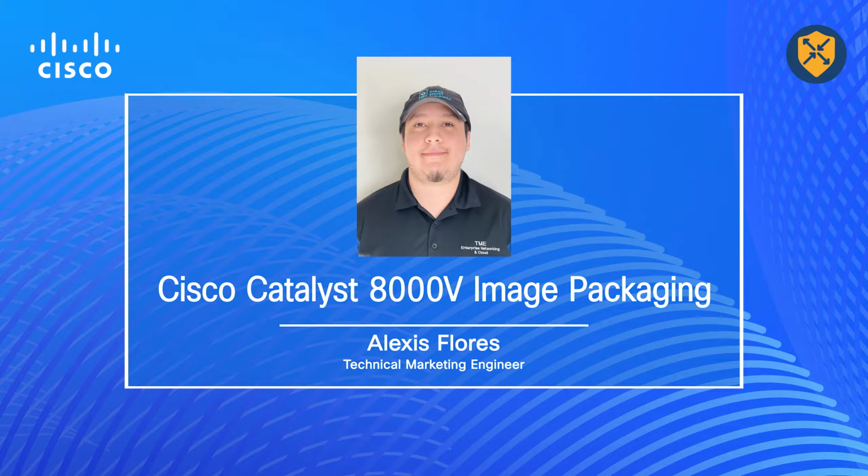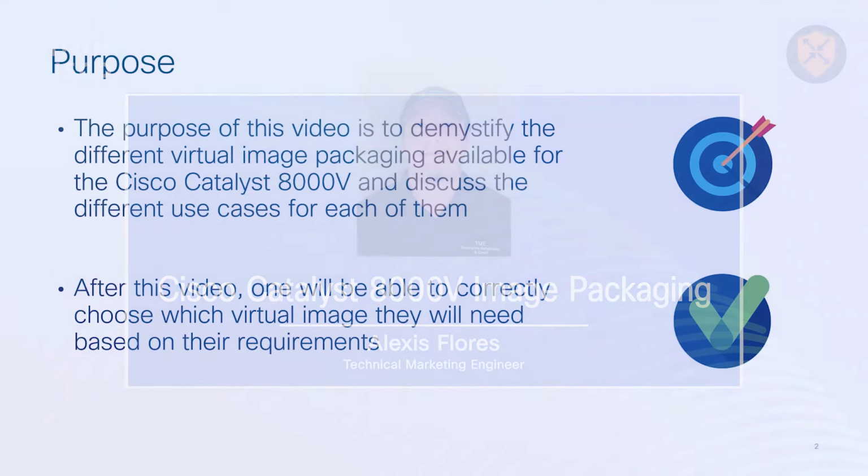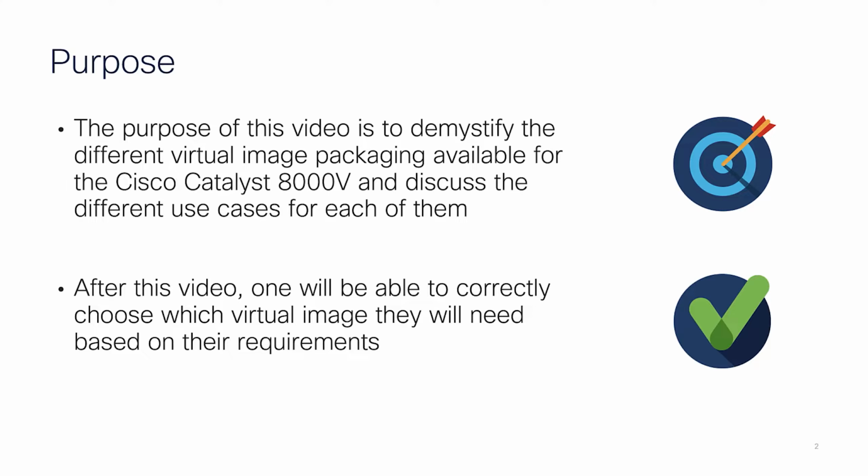I'd like to welcome you to this video where I will be demystifying the different virtual image packaging options available for the Cisco Catalyst 8000V. Not only will we discuss how to differentiate the virtual image names, but also talk about their different use cases based on one's own system requirements. After we are done, one will be able to choose what virtual image is right for them and deploy their Cisco Catalyst 8000V within their supported environment of choice.